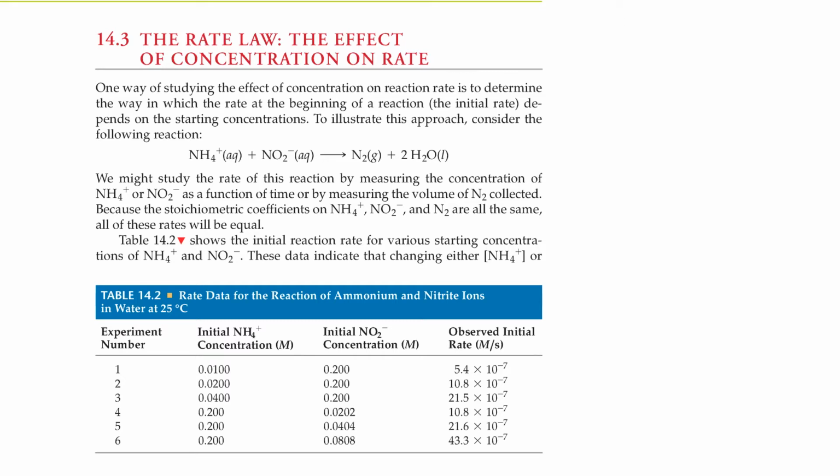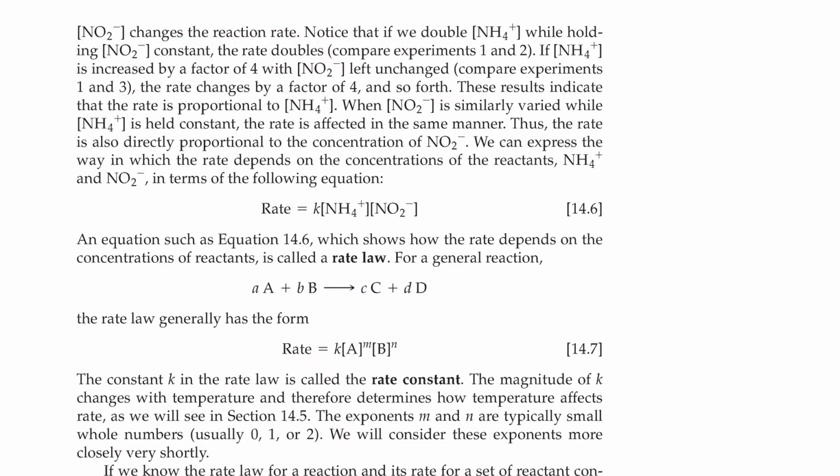We might study the rate of this reaction by measuring the concentration of either ammonium or nitrite as a function of time, or by measuring the volume of nitrogen gas collected. Because the stoichiometric coefficients on ammonium, nitrite, and nitrogen are all the same, all of these rates would be equal. Table 14.2 shows the initial reaction rate for the various starting concentrations of ammonium and nitrite. These data indicate that changing either the ammonium or the nitrite changes the reaction rate.